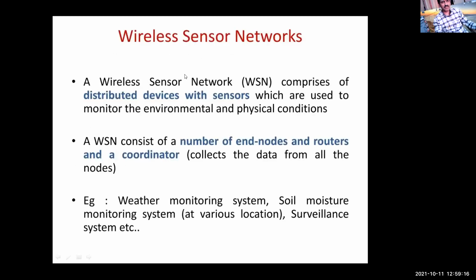First is the wireless sensor network. A wireless sensor network consists of distributed devices with sensors, which can be used to monitor the environment and physical conditions. A WSN consists of a number of end nodes, routers, and coordinators. They gather the node information through routers and coordinators. For example, a weather monitoring system, a soil moisture monitoring system, and a surveillance system are examples of wireless sensor networks.